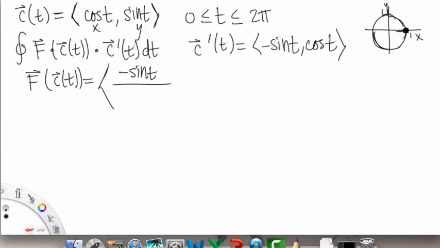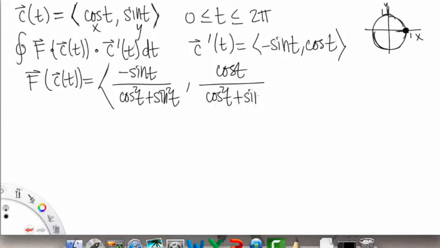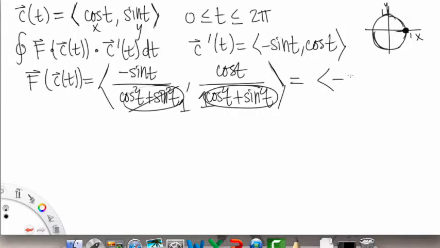So in this case, x squared plus y squared is cosine squared t plus sine squared t. And then for the second component, we had an x on top, so that would be cosine t, over the same thing, x squared plus y squared. All right, so on the bottom, as you can see here, those are all ones, so that's good. So this simplifies to the same thing as c prime of t. Okay, so we have something like that.